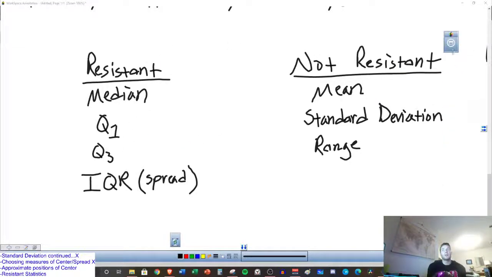This is an important idea for data understanding. When you're comparing two data sets, it's good to compare the median and the mean first to see if there's any skewness, and then you can make the appropriate judgments on what you should use for spread. So I would compare median to mean, and then go from there.